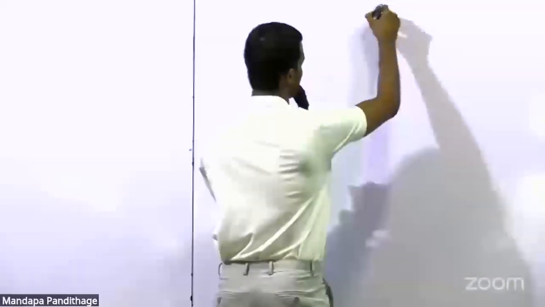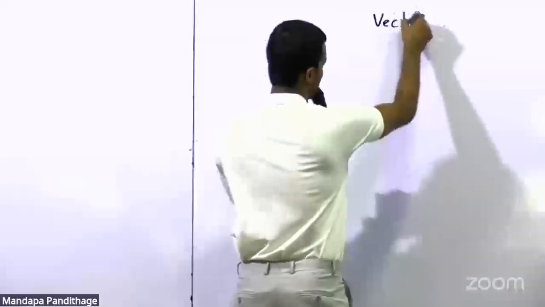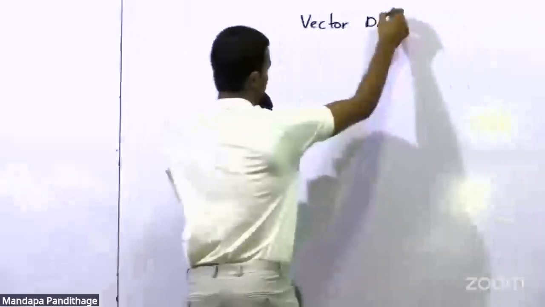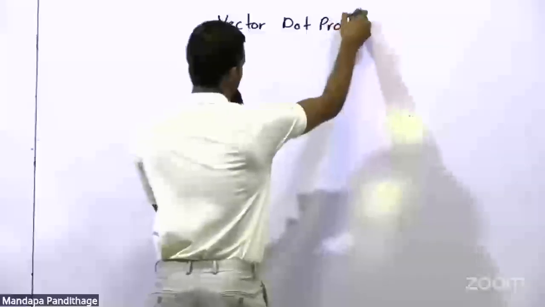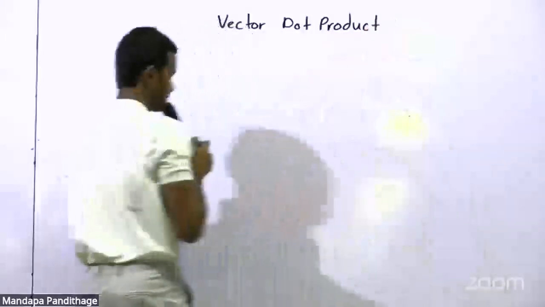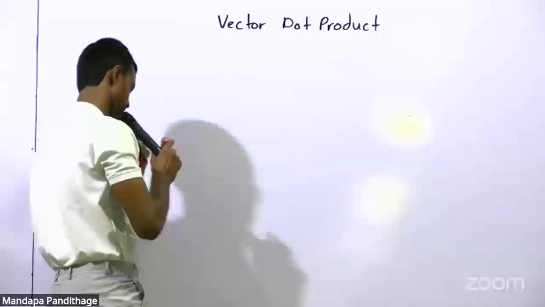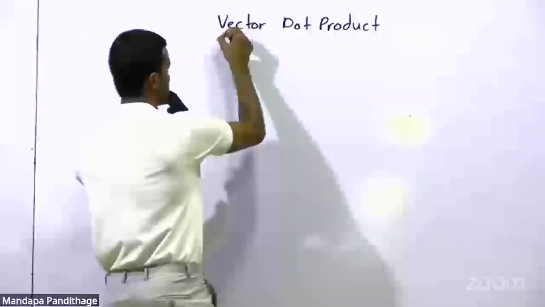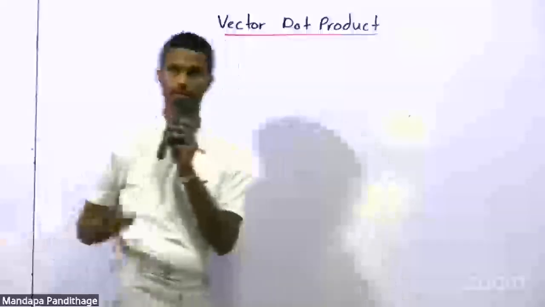Okay, so write the next main topic. Under the product between two vectors, write the topic: vector dot product. Okay, silence, vector dot product.